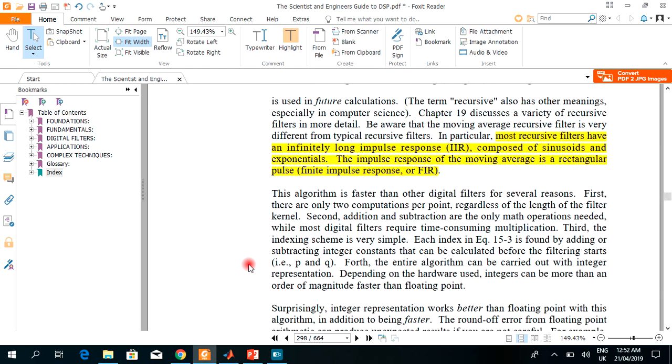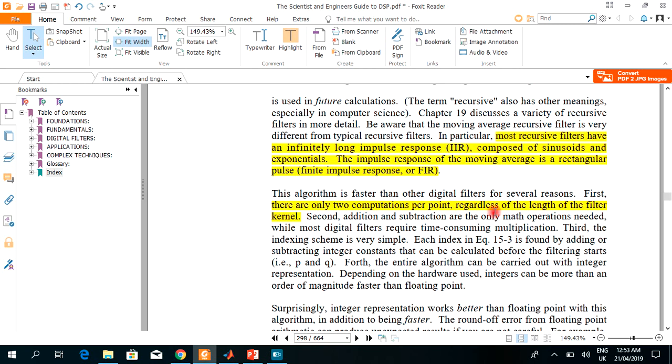These are the advantages of this algorithm. This algorithm is much faster than a digital filter for several reasons. The first: there are two computations per point regardless of the length of the filter.